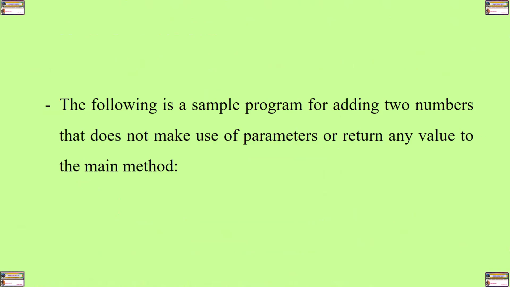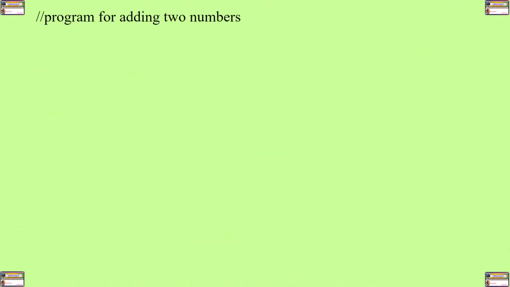The following is therefore a sample program for adding two numbers that does not make use of parameters or return any value to the main method. The comment for our program is: program for adding two numbers. Then we have the name of our package. Remember, this name of the package is the name of the project. So we have package and numbers.